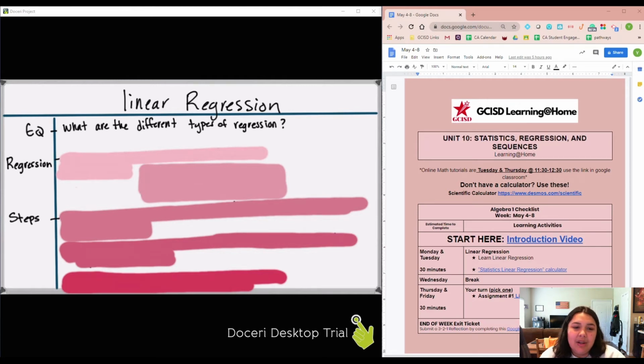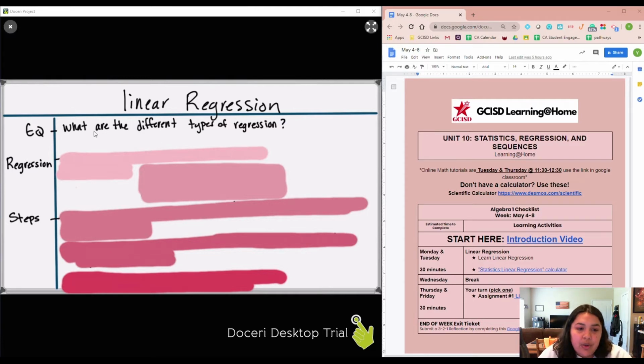Today we're going to talk about linear regression. Before we get started, I want you to have this set up with me. I want you to have your notes, and on the side, I want you to have the checklist for this week. Okay? Alright, so let's get started.